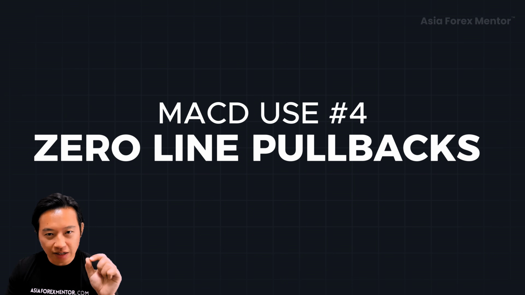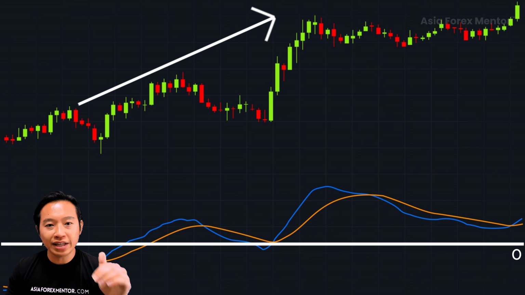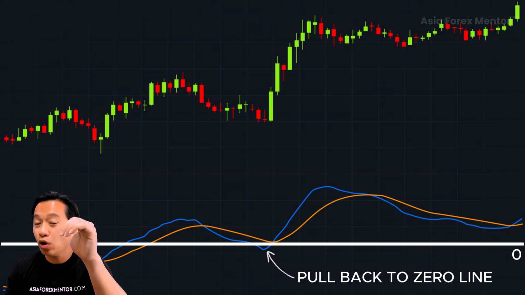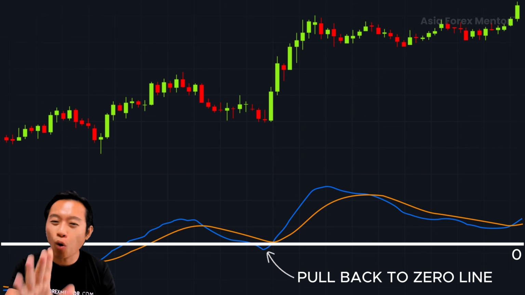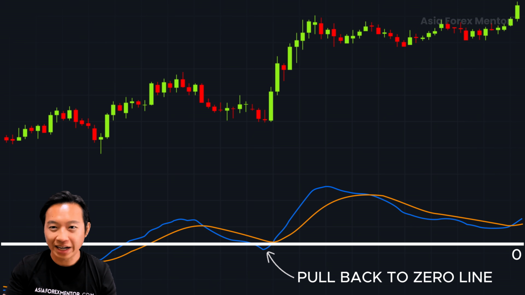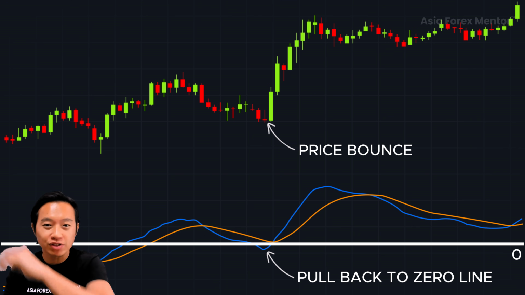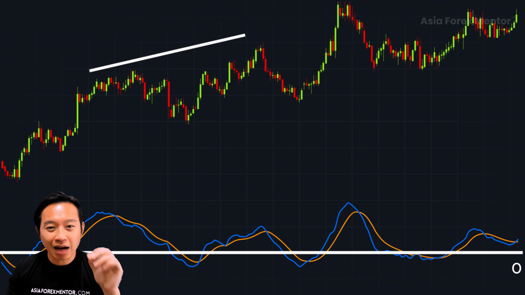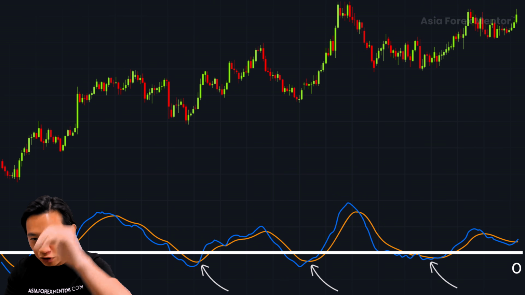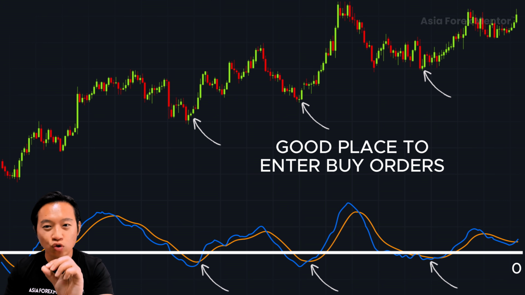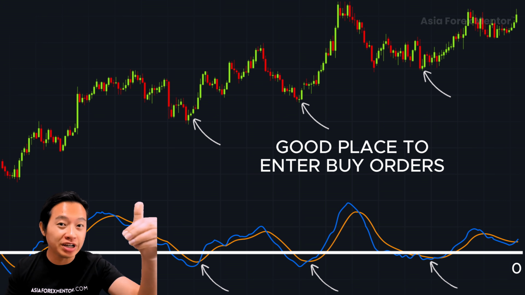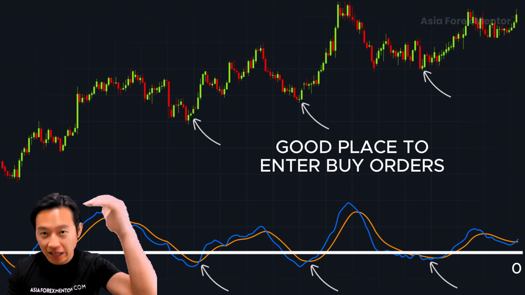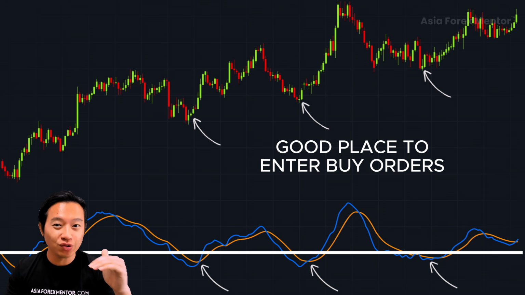Usage number 4, the zero line pullback. In strong trending markets, the MACD line will often pull back. You know, not just a chart pullback. The MACD line also pulls back to the zero line, and price will bounce back. So now, in an uptrend, the MACD line pulls back to the zero line. This makes it a good place to make entry, right? Buy entry at the retracement, at the pullback of the zero line.